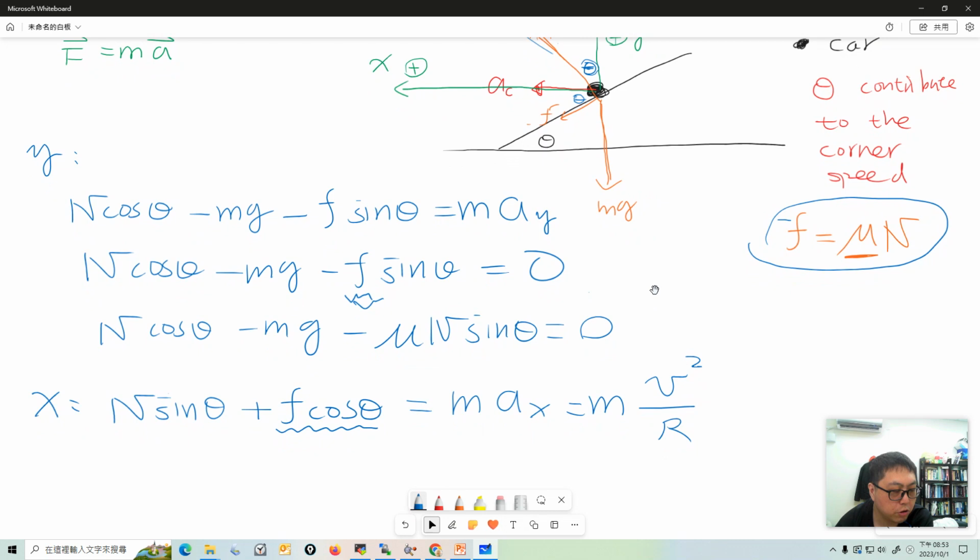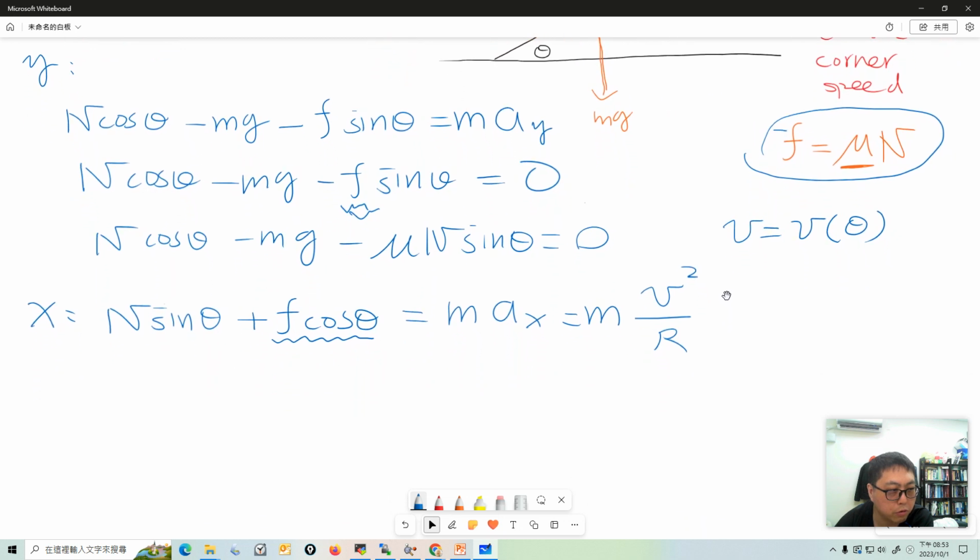Okay, so what we have now, finally, is the problem I want to address. We will get the velocity as a function of bank angle. Well, that's my final purpose. To reach this purpose, I think I need to do a little more algebra here.